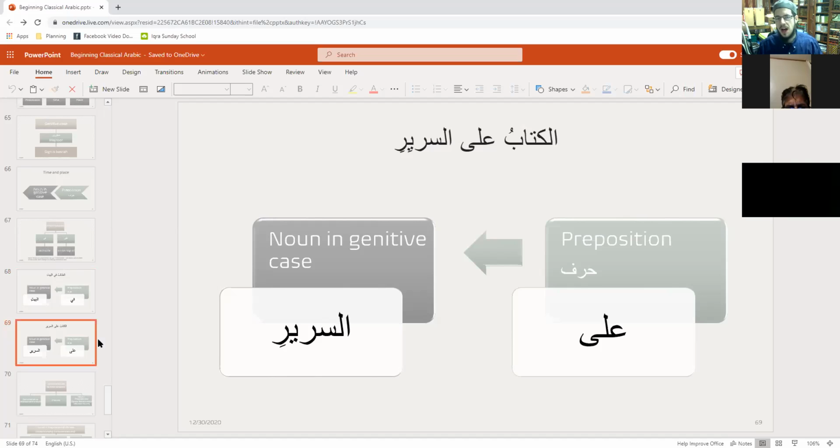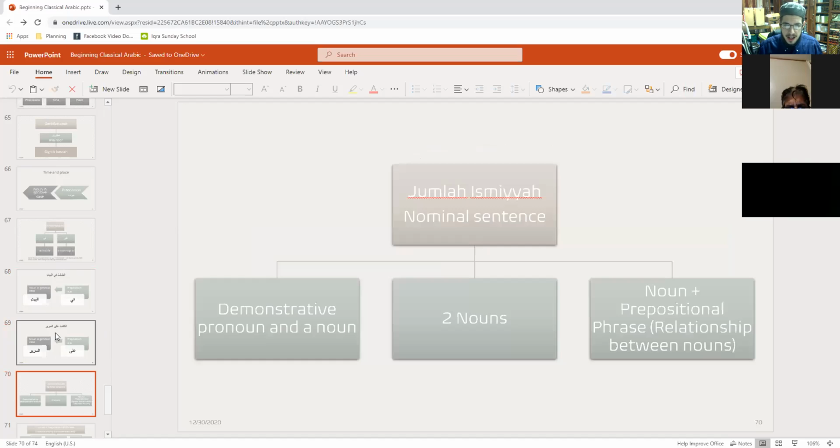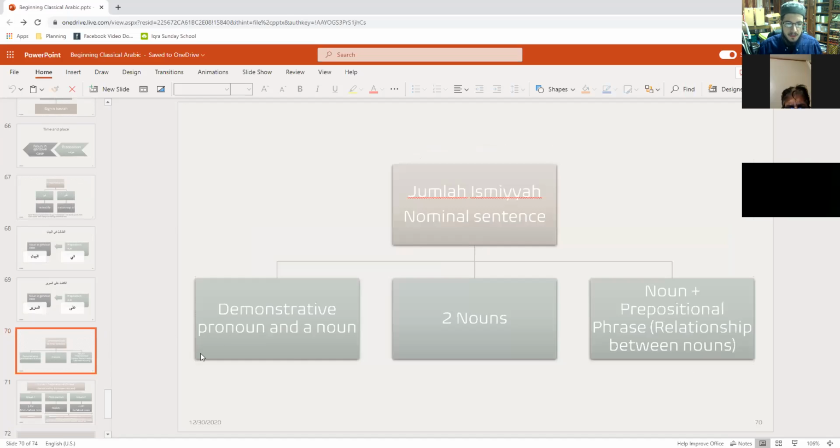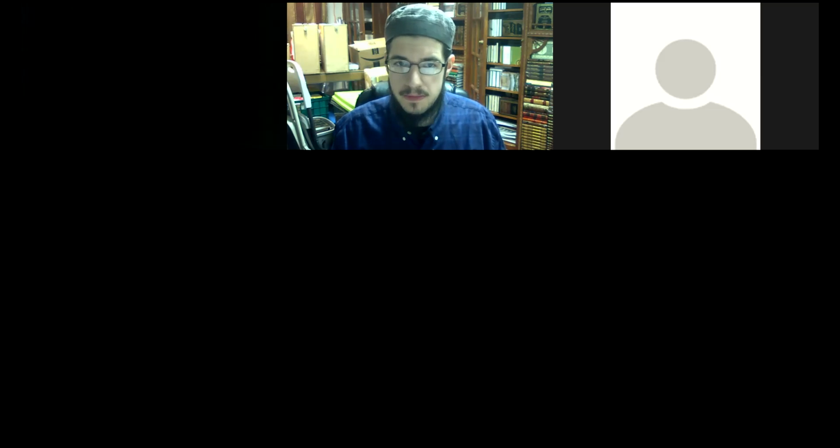And our example with ala, al-kitabu ala sariri. The book is on the bed. Same thing, preposition ala, al-sariri, the bed. And that is essentially, yes, so we talked about these different ways of constructing a nominal sentence, a jumla ismiya. So with that being said, let's get to the book.